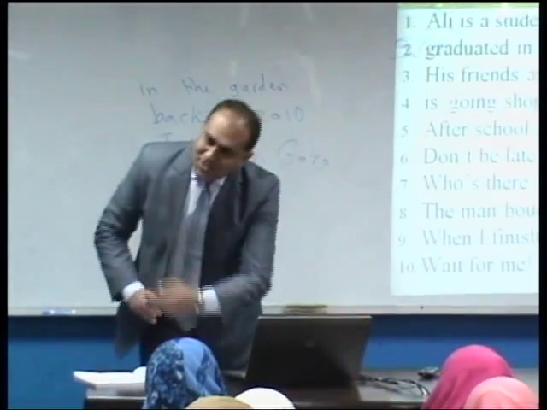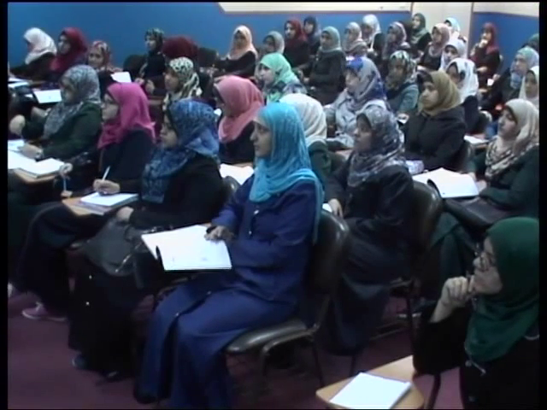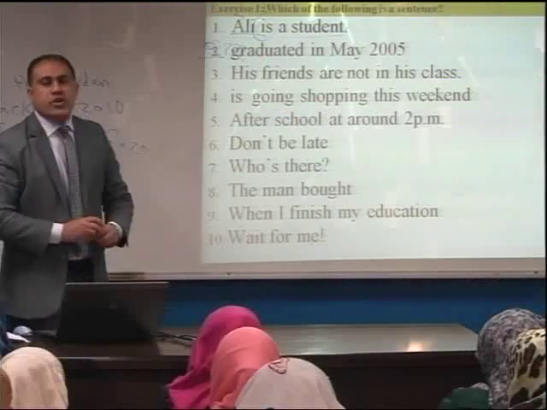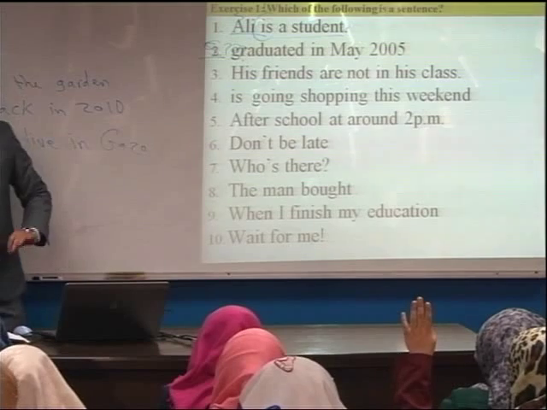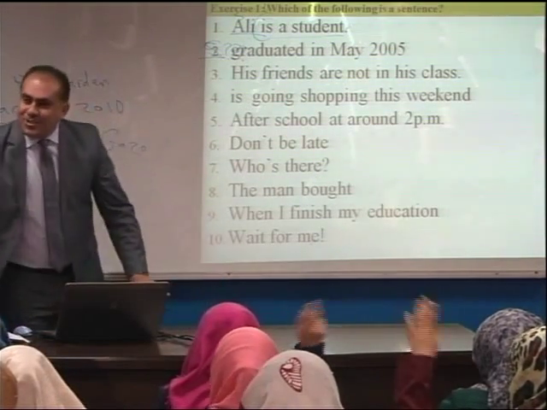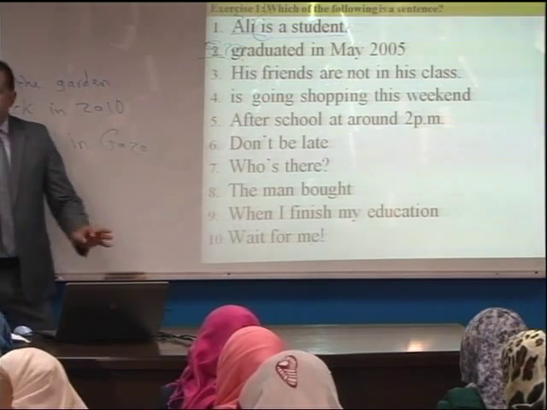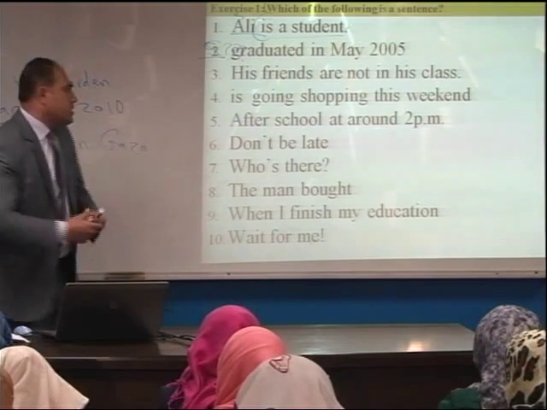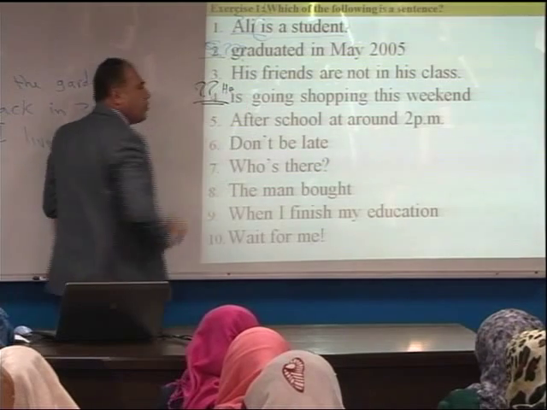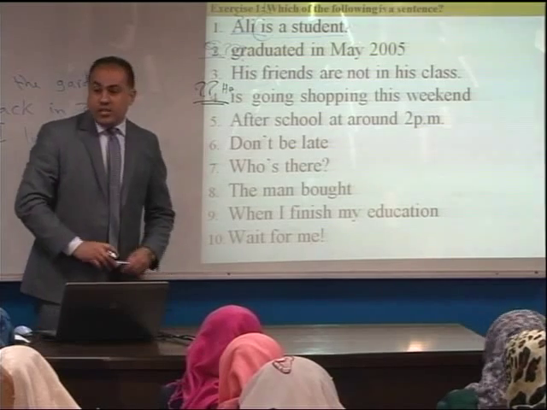The third one, His friends are not in his class. It's a sentence because it has a subject and a verb and expresses a complete meaning. Very nice. Number 4, Is going shopping this weekend. Is this a sentence? It is not a sentence. Why? Again, the subject is missing. He is going shopping. Salma is going shopping. My mother is going shopping this weekend, and so on.